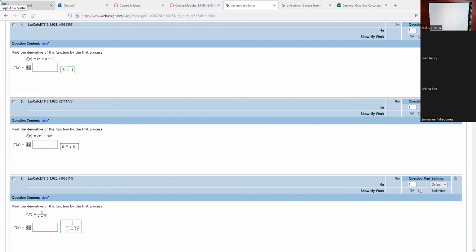Example, I guess 3 technically. Problem 5. All they're asking for you to do is find the derivative.